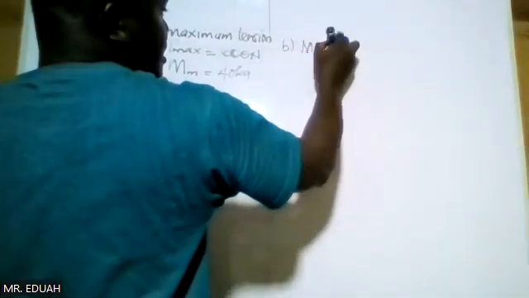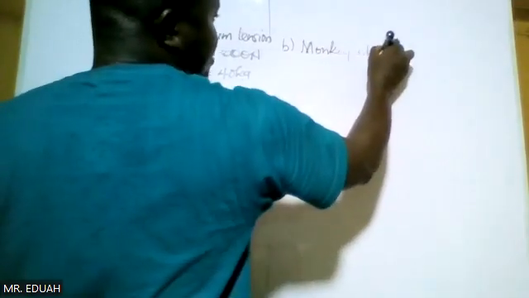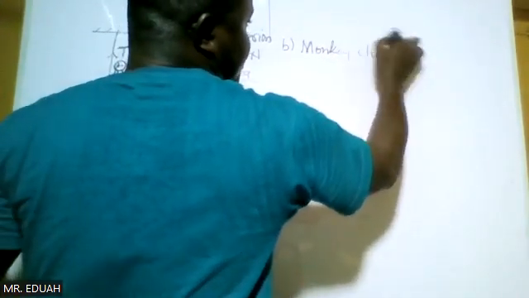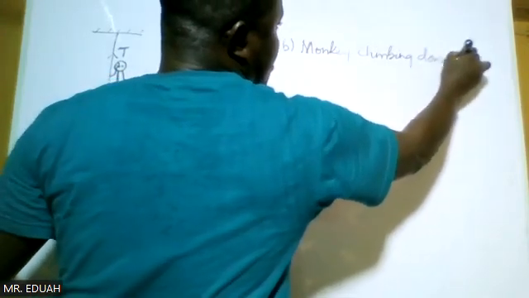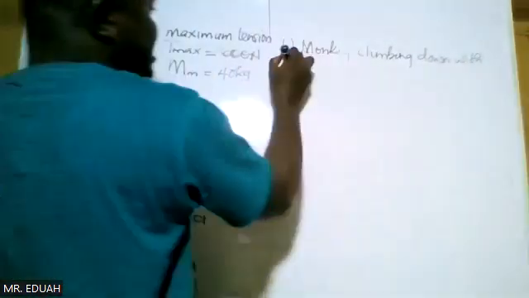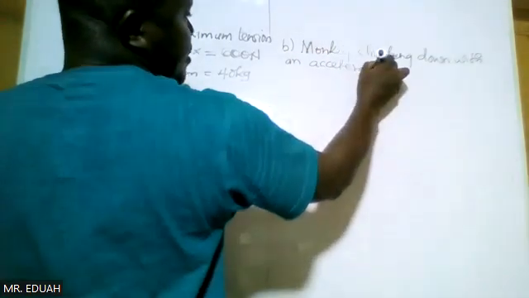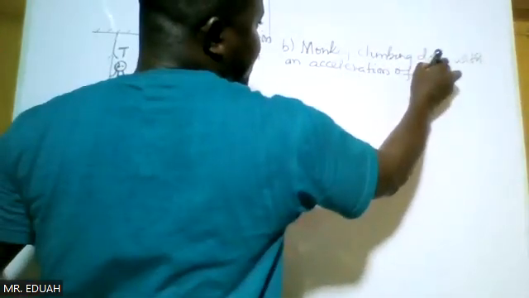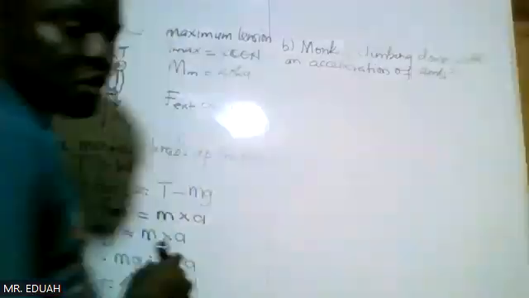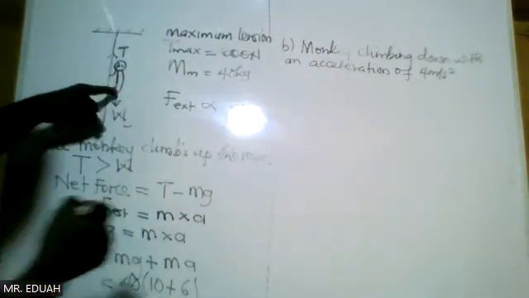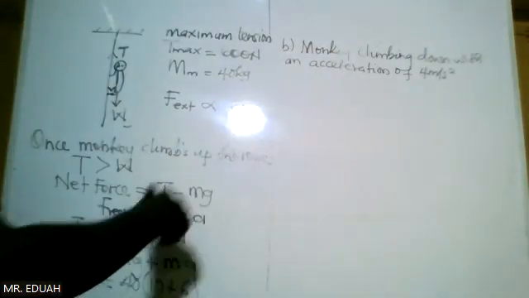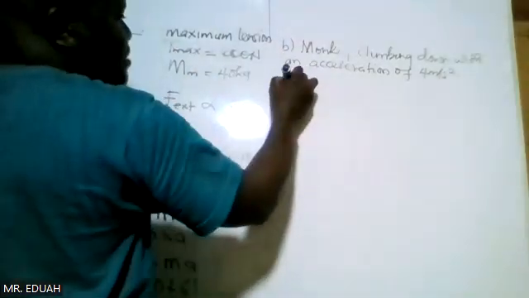So B, monkey climbing down with an acceleration of 4 meters per second squared. So this time the direction of motion of the monkey is down. Okay, so it must be the other way around.